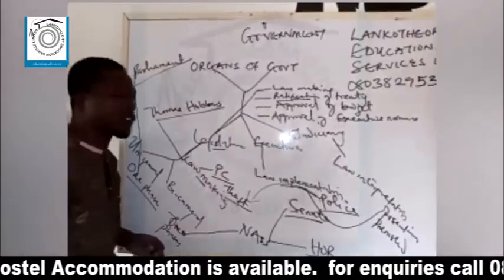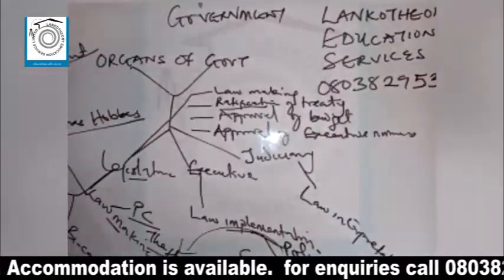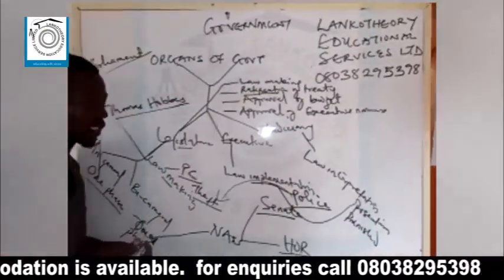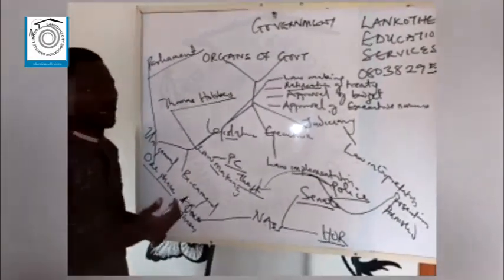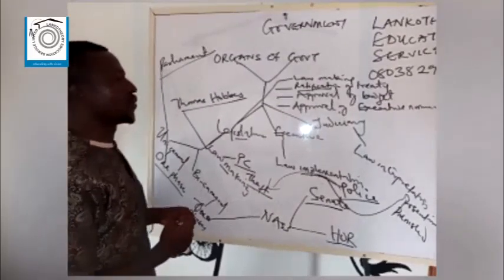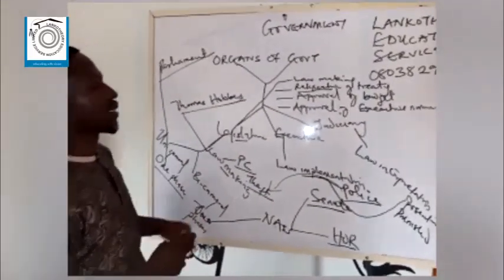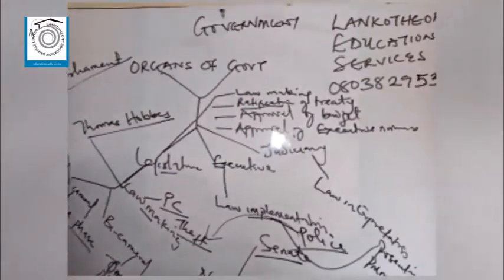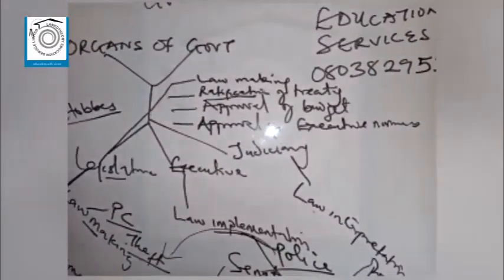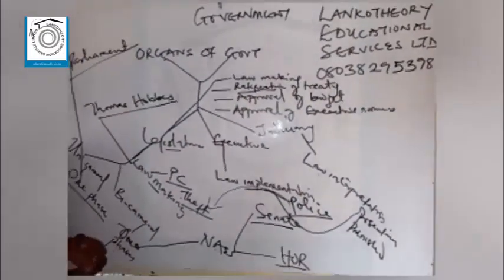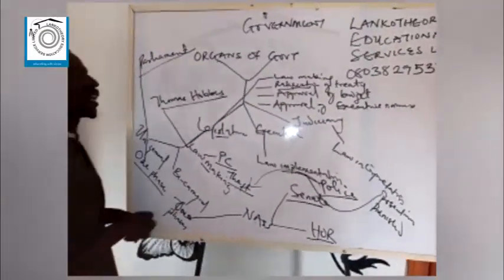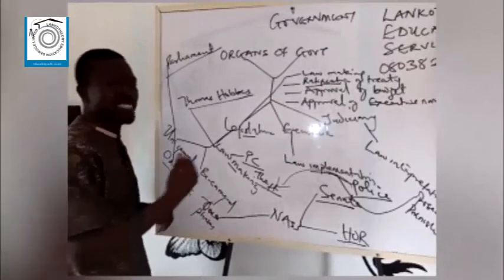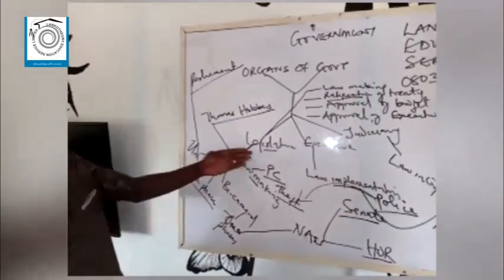The next one is approval of budget. After the budget has been initiated into the National Assembly by the executive, then it is the duty of the National Assembly to look into the budget and approve it, subject to the final assent of the head of the executive, that is the president. The last one is approval of executive nominees. These are people who are going to occupy several political positions, such as ministers, among others. Before they can be appointed by the head of the executive, that is the president, then they must have been screened and approved by the legislature.